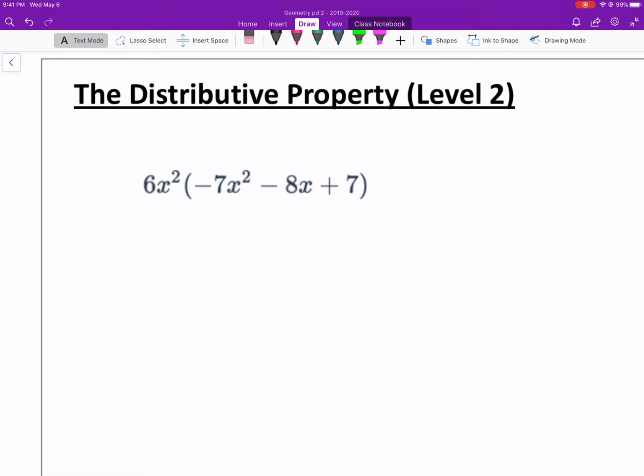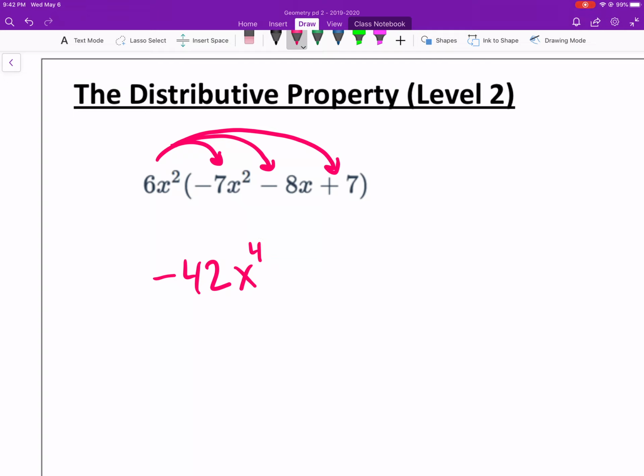Alright. Distributive property, that's just a term next to a set of parentheses, and you take that term to everything on the inside of the parentheses. So 6x squared times negative 7x squared. So you have to think to yourself, what's 6 times negative 7? That's negative 42. And what's x squared times x squared? Remember, you add your exponents, so keep the x, and then add the exponents. 2 plus 2 is 4.